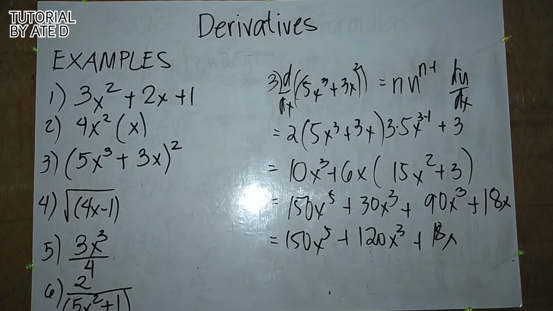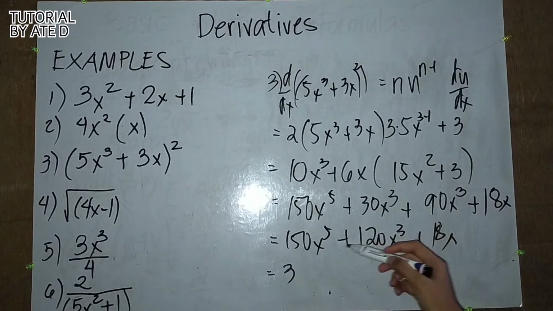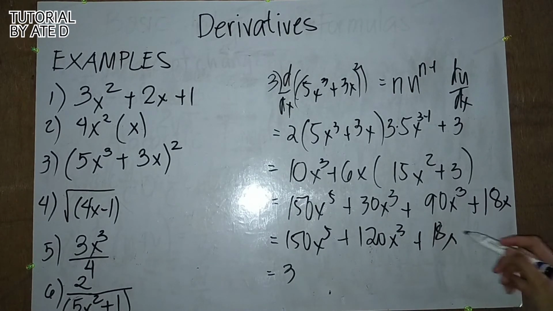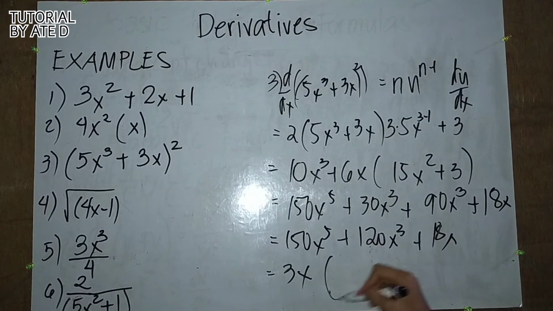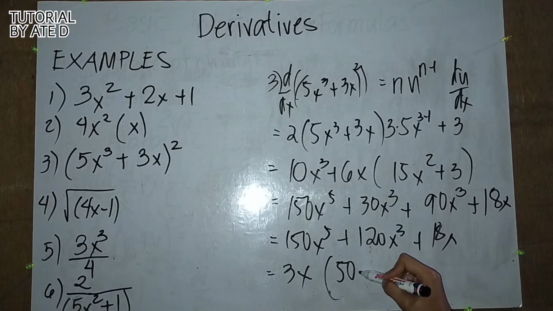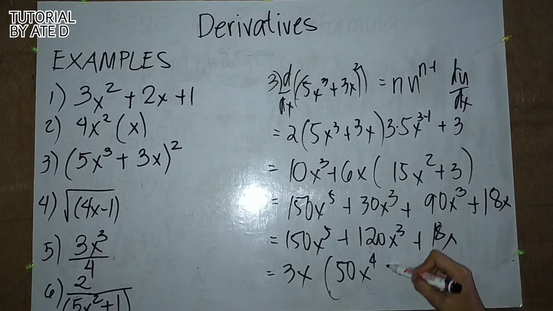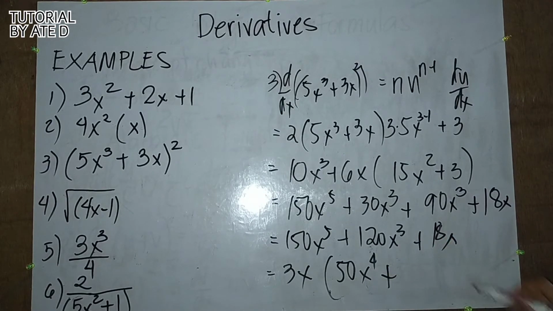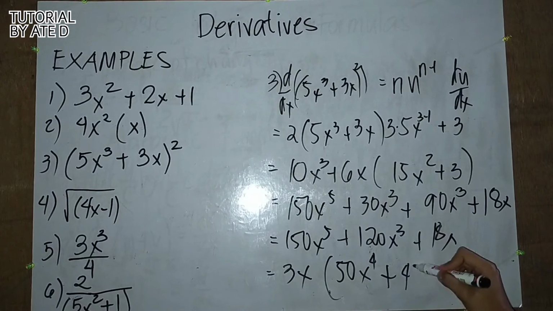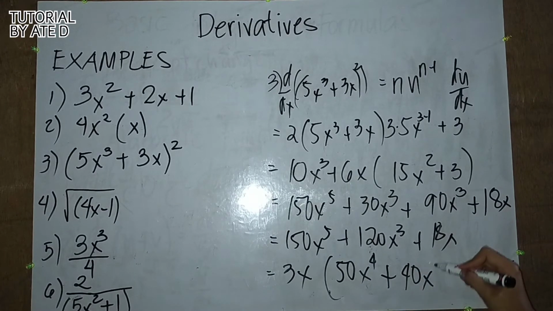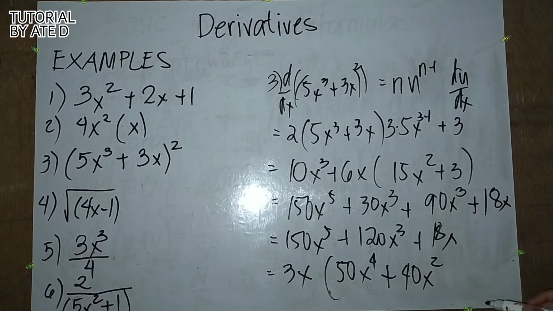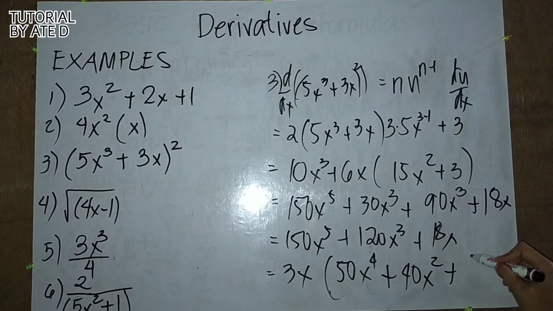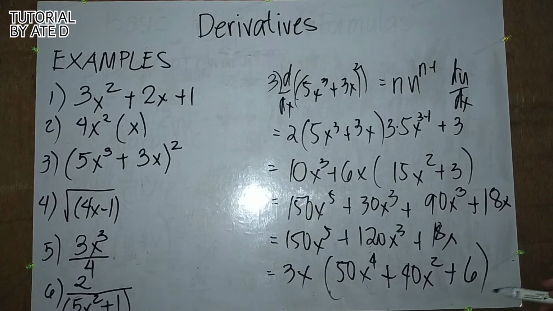So, pwede ba din natin siyang further simplify? So, 150, 120, and 18 is divisible by 3. So, pupunta natin sa harap. At ang lowest raised variable is x. So, ito ang kunin natin, 3x. So, 150x to the 5th power divided by 3x is equal to 50x to the 4th power. Plus, 120 divided by 3 is equal to 40. Minus 1 is equal to x squared. Tapos, 18x divided by 3x is equal to 6. So, ito na ang final answer sa number 3.